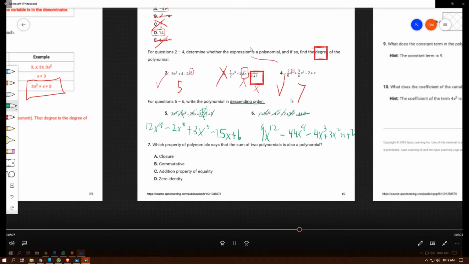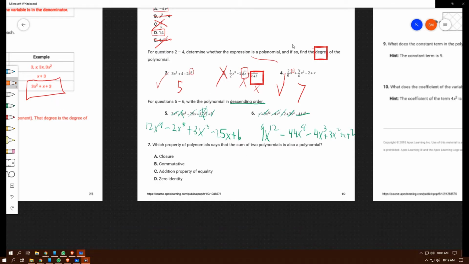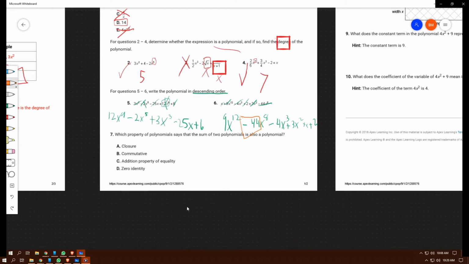All right, now 7. We're going to be talking a little bit about closure. Over here, I'm going to talk about we're not paying attention to the coefficients, which I already said, right? Descending order is talking about exponents.